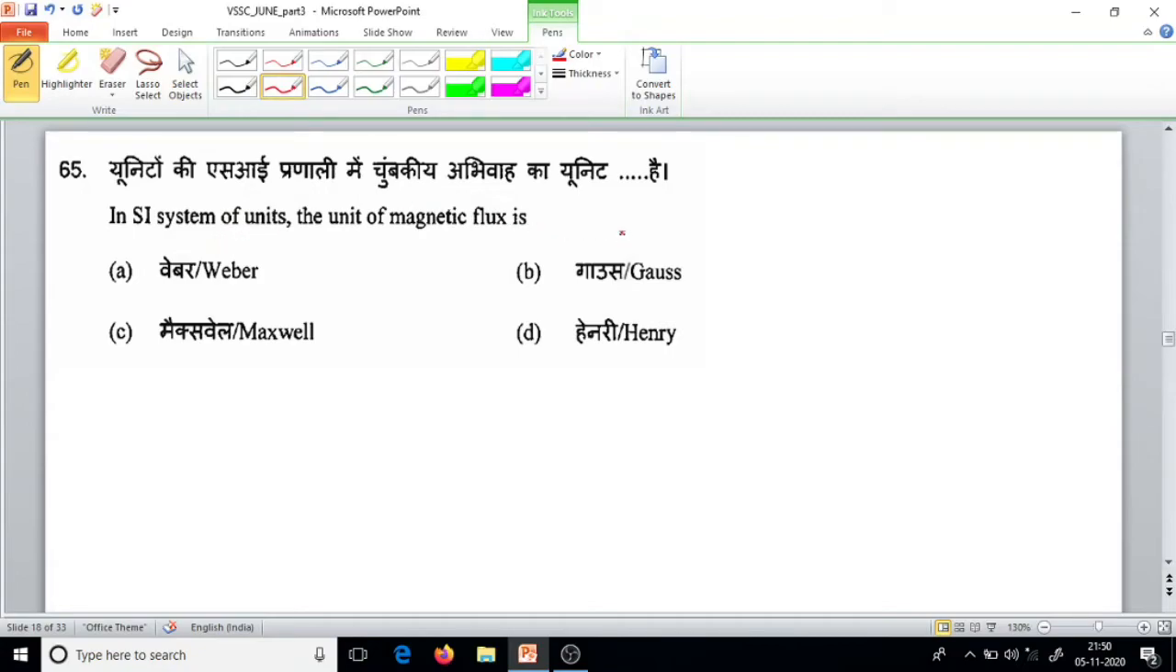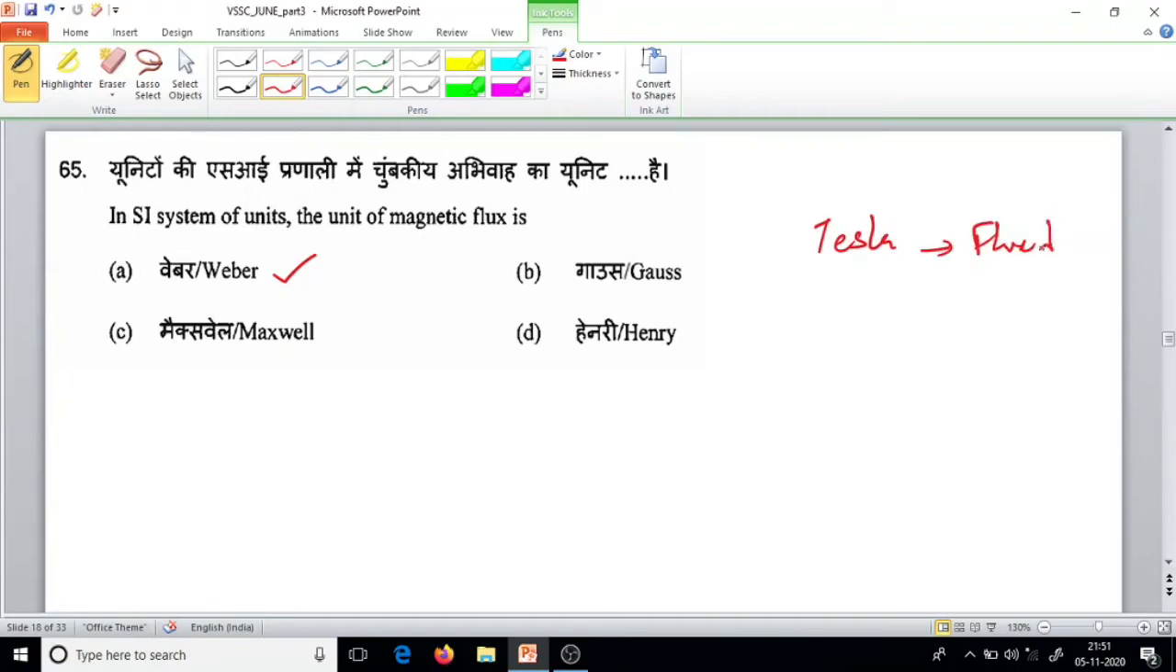Unit of magnetic flux is Weber. Gauss is the unit of magnetic flux density. Or it can be using Tesla also. Tesla is also flux density.